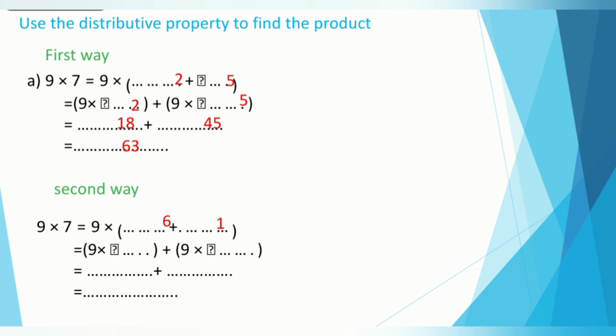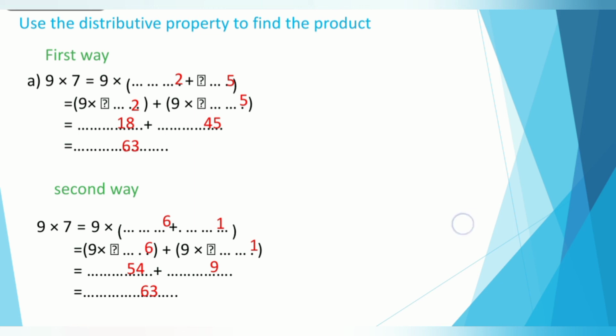I wanted to use the distributive property now. 9 times 6 and 9 times 1. 9 times 6 equals, excellent, 54. 9 times 1 equals, yes, right, 9. I want to add between them now. I will take ones with ones. 9 plus 4 equals 13. Write 3 and carry up 1. This 5 will be 6. The answer will be 63. 63 and 63. The two ways give me the same answer.